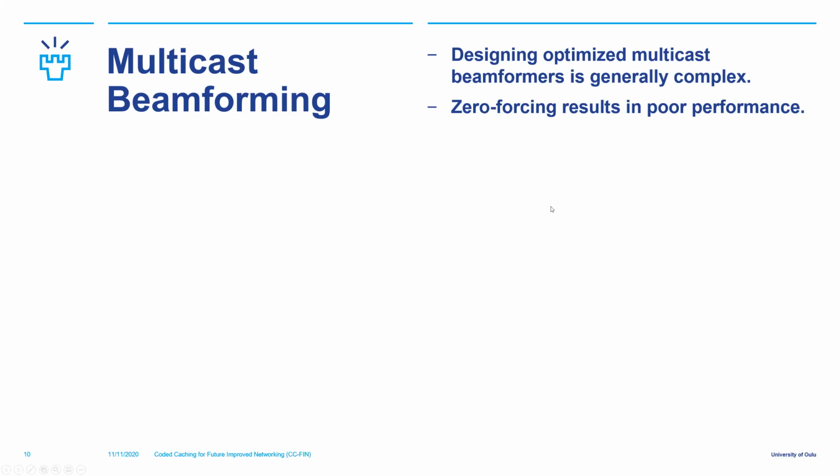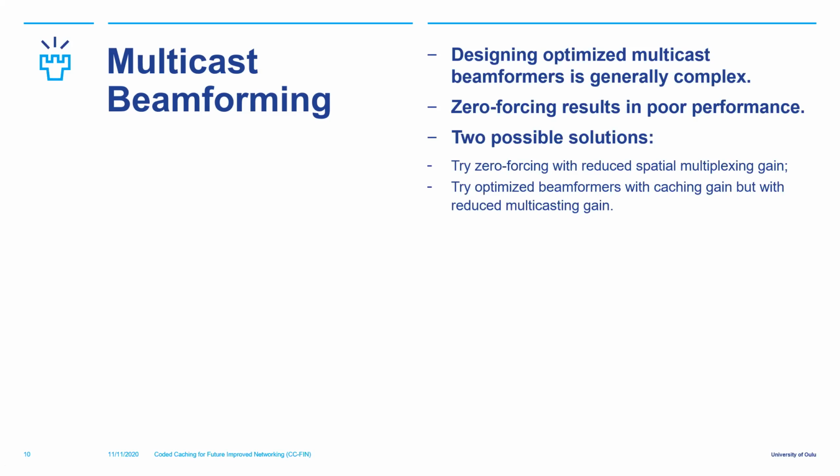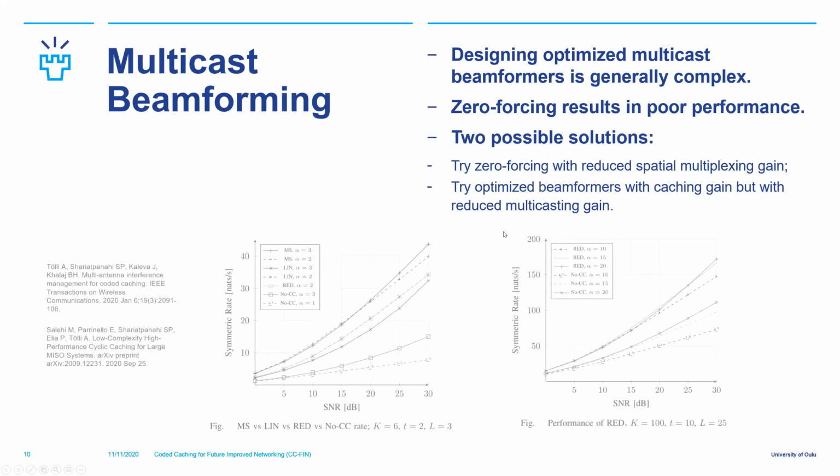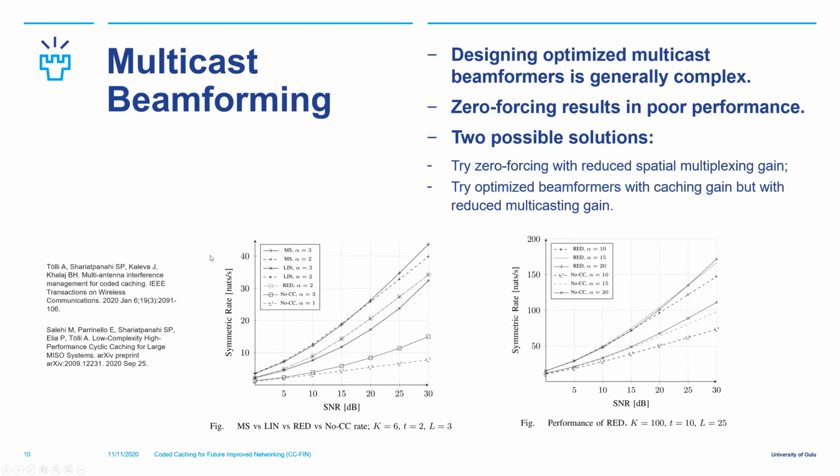One option is to use zero forcing beamforming instead of optimized beamforming, but zero forcing results in poor performance, especially at finite SNR, which is an important communication regime. We have proposed 2 possible solutions for this problem. One is to try zero forcing, but with reduced spatial multiplexing gain, the alpha parameter that I introduced in the previous slide. Another one is to try optimized beamformers with caching gain, but with reduced multicasting gain. These solutions are proposed in 2 papers by Antti, my supervisor, and also another paper that we recently published.